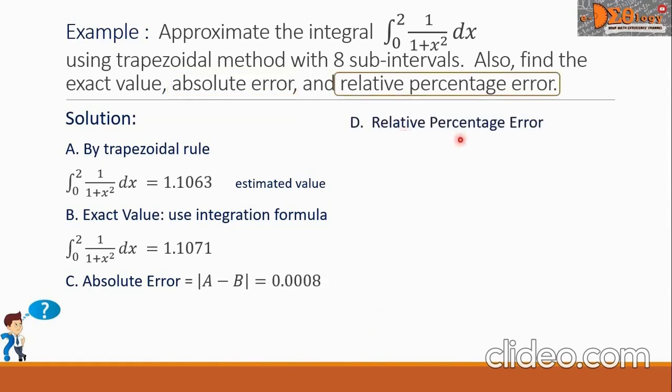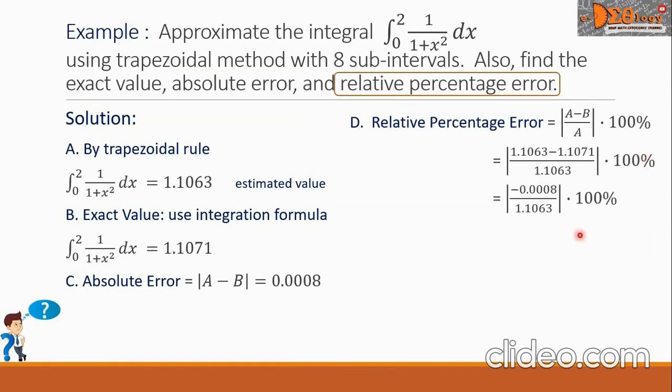Now, the relative percentage error and our formula is here. Substituting the corresponding values, we have now this expression, and this expression can be simplified into like this, and further it becomes like this. We take the absolute value of this expression, 0.0007 multiplied by 100%, so the final answer is 0.07%.